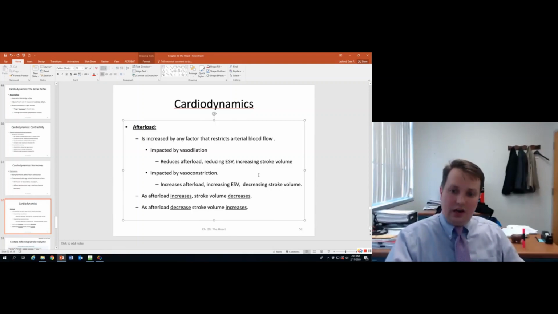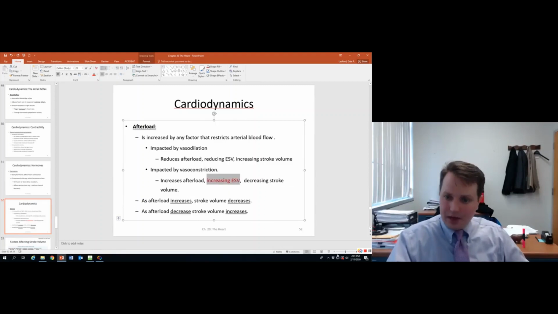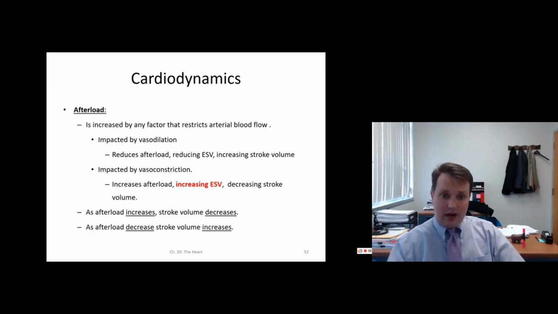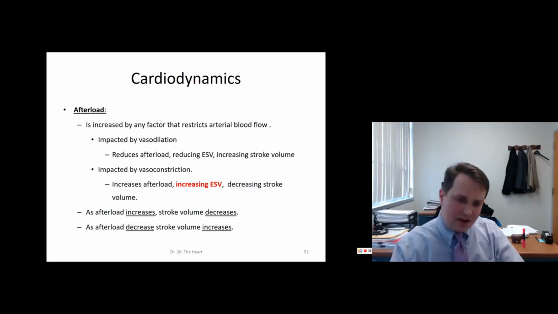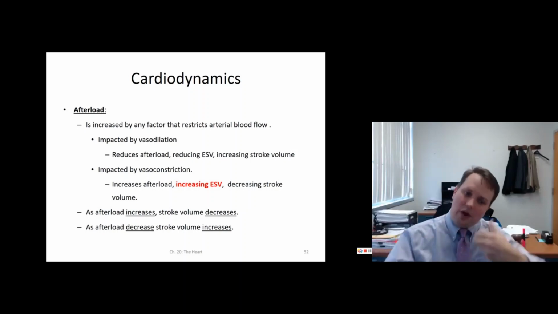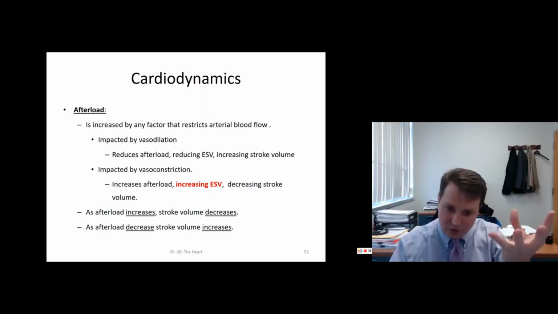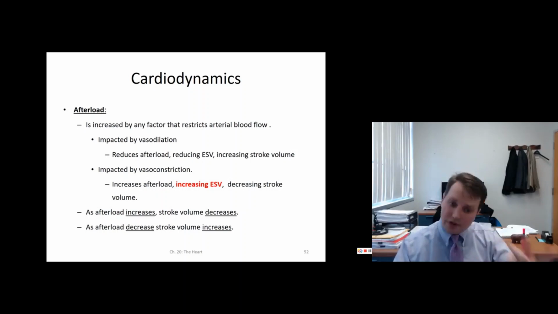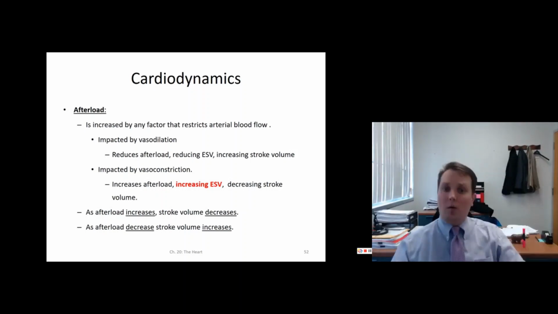It's going to increase the ESV. That's my typo over there. Because if you make it harder to get out, more blood will be left over. And that is my fault for not catching that. That's what I get: I type things and I'll be in the middle and somebody will stop me. So if afterload ever increases, stroke volume decreases. If you make it harder for blood to leave the ventricle, there is going to be less blood leaving the ventricle. If you make it easier for blood to leave the ventricle, afterload decreases, stroke volume goes up. Make it easier to leave the ventricle, more blood leaves the ventricle. Okay?